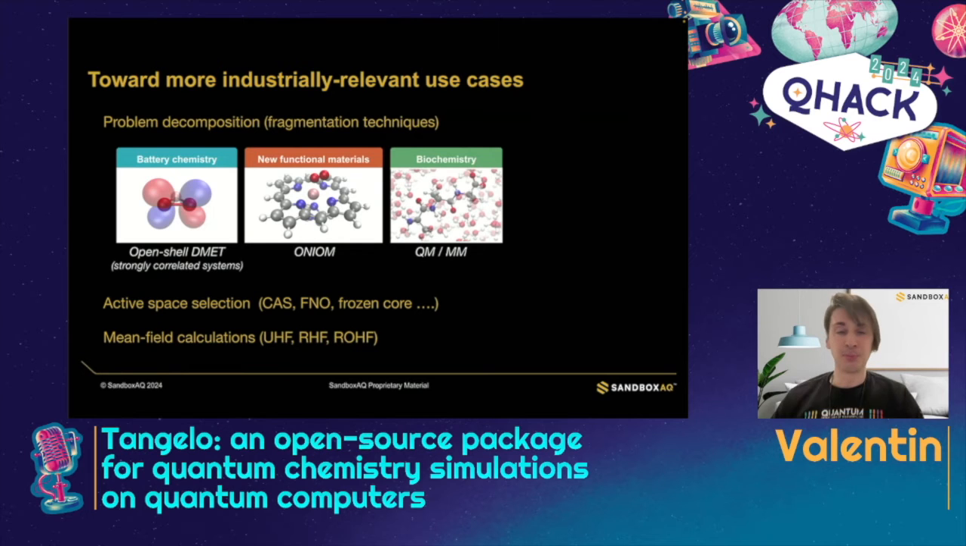Earlier, I mentioned problem decomposition. And for us, that's something we've been interested in since our early days at Good Chemistry, or even 1QBit before that as the chemistry division. We believe that in order to do interesting things in chemistry, it's important to leverage what the field of chemistry has figured out in order to scale to larger molecules and bigger problems. We have an array of what we call problem decomposition or fragmentation techniques that can be useful for different fields, such as battery chemistry, discovering new functional material, or biochemistry. You can see a few names of what these techniques are, and they're available in Tangelo.